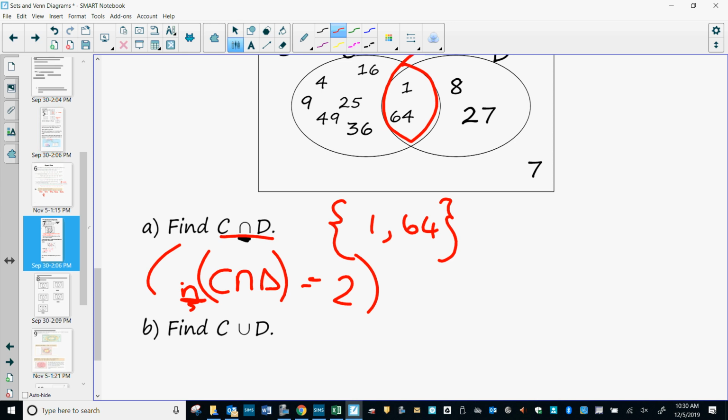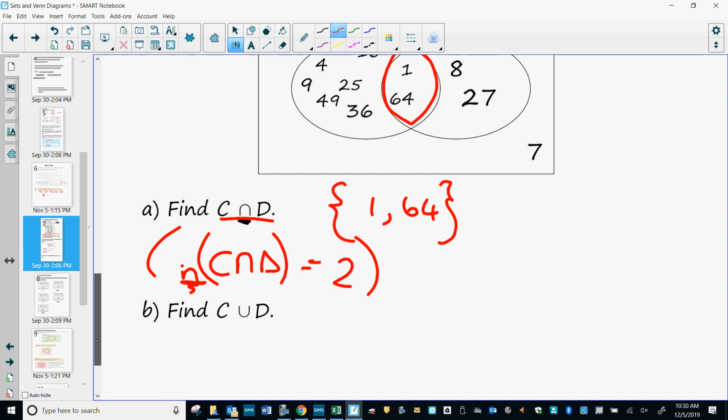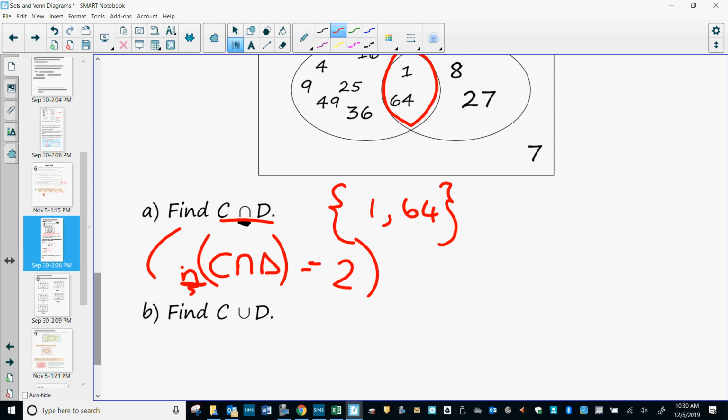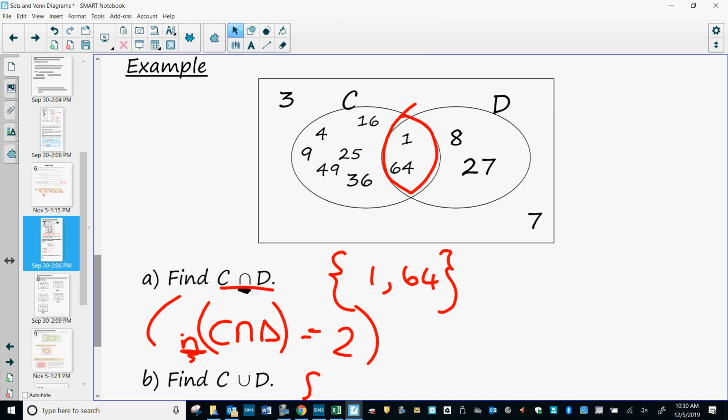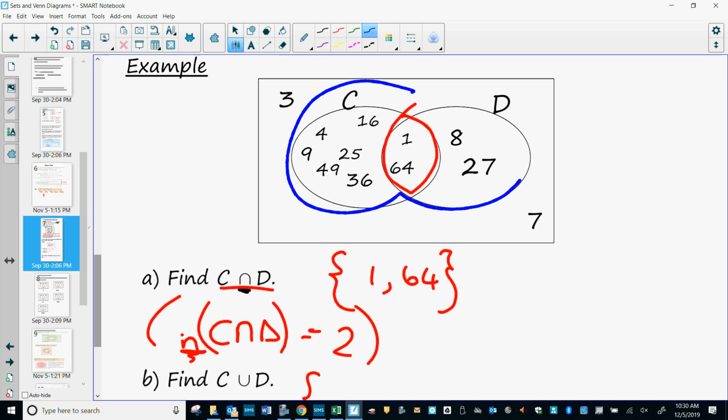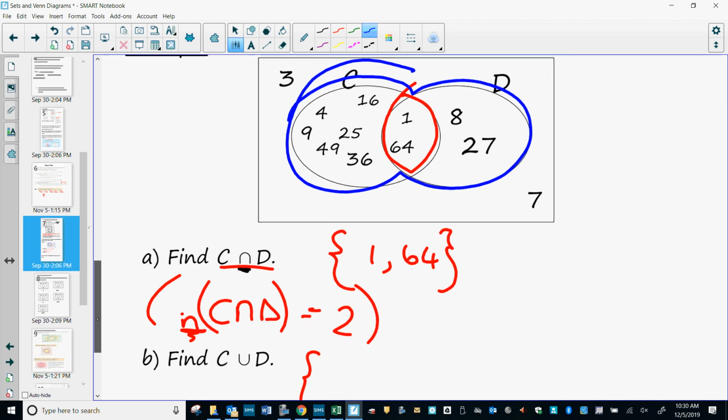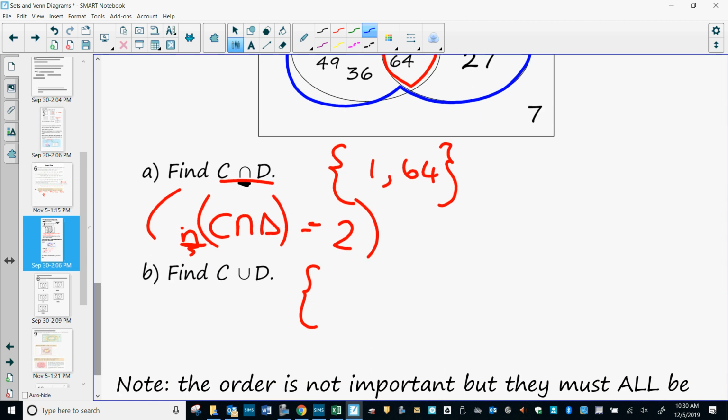Alright, so the first one was finding the intersection. What did the U mean? Union. So everything all together. So we're going to list every number we see in both C and in D. Okay, so we're going to list everything within the blue area. Do we label 1 and 64 twice? No, just make sure you only write them once.